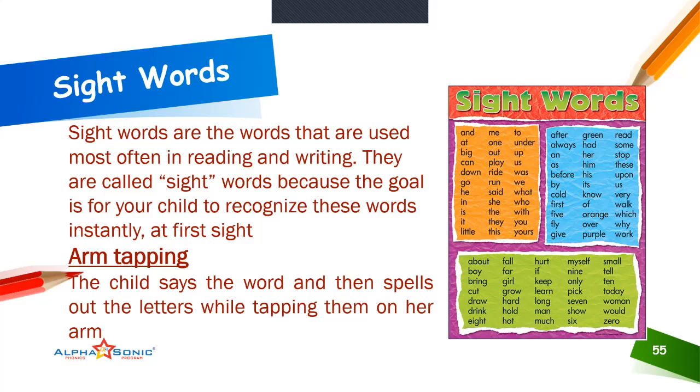Can you please take out your arm and tap with your two fingers? See, tap, tap, tap, tap. We'll start with the word before: B, E, F, O, R, E. Before. Orange: O, R, A, N, G, E.